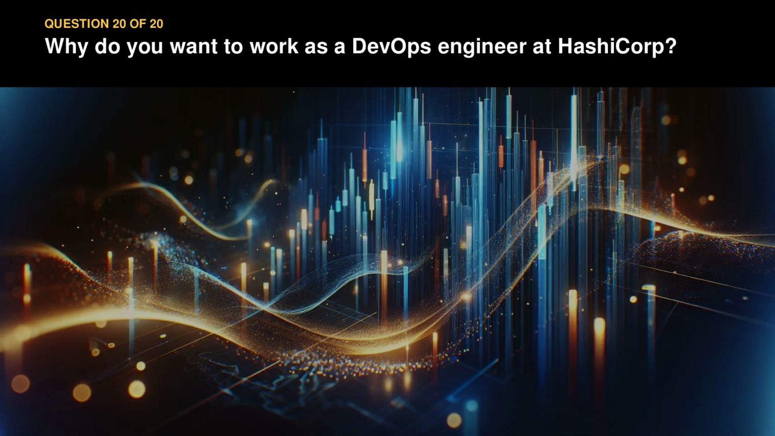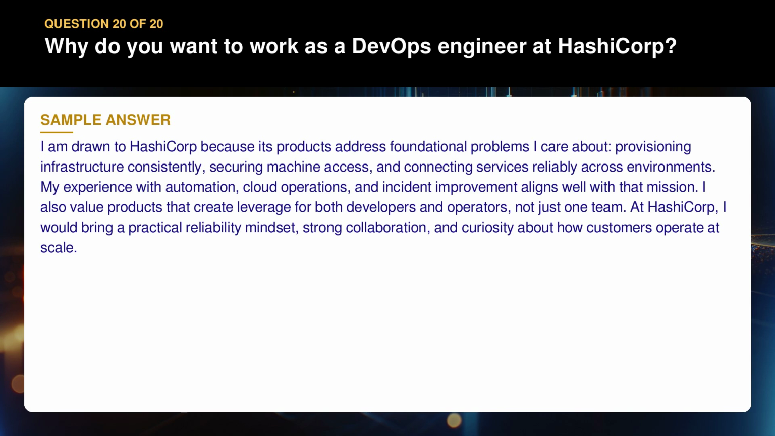Question 20. Why do you want to work as a DevOps engineer at HashiCorp? I am drawn to HashiCorp because its products address foundational problems I care about: provisioning infrastructure consistently, securing machine access, and connecting services reliably across environments. My experience with automation, cloud operations, and incident improvement aligns well with that mission. I also value products that create leverage for both developers and operators, not just one team. At HashiCorp, I would bring a practical reliability mindset, strong collaboration, and curiosity about how customers operate at scale.